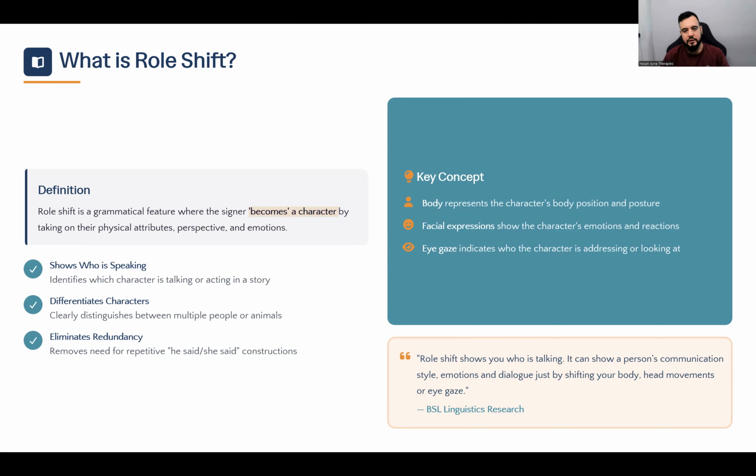Now, linguistic research shows that role shifts tell us who is talking, and it's an important part of our way of communicating, how we do our dialogue. So these are really important linguistic features that we need to keep within BSL.